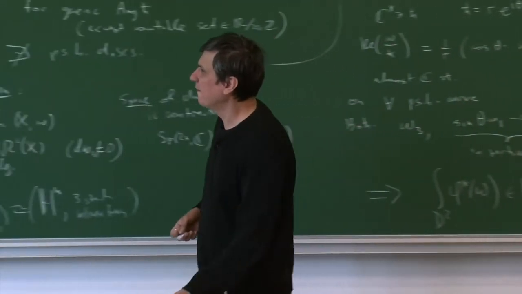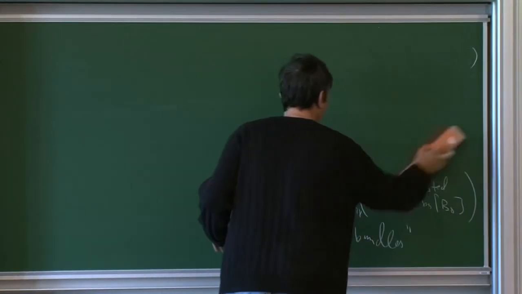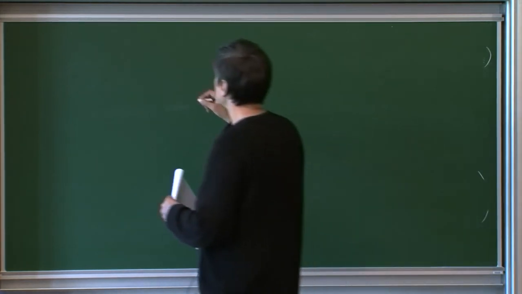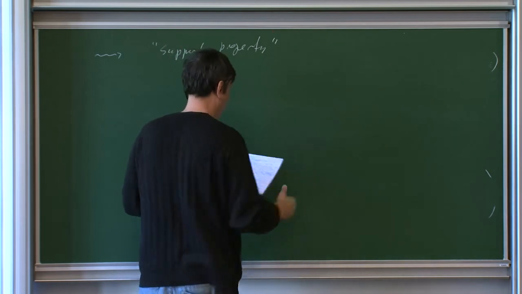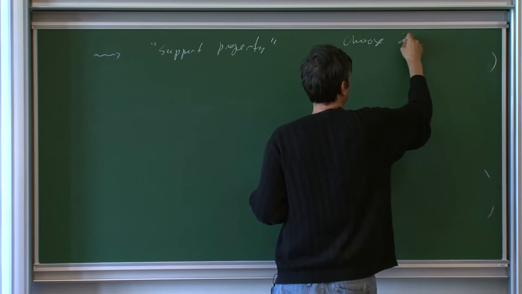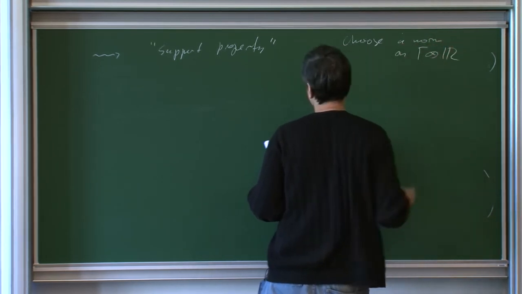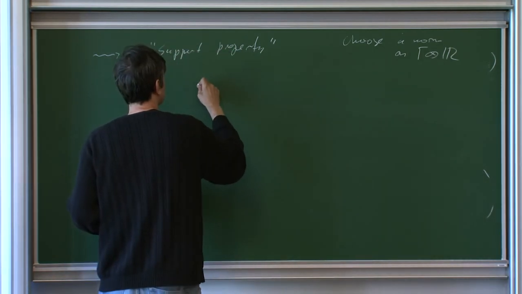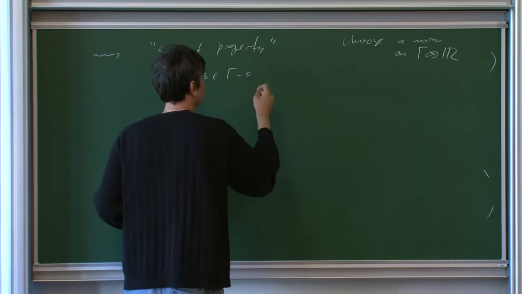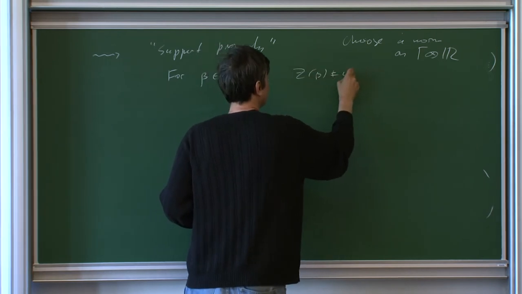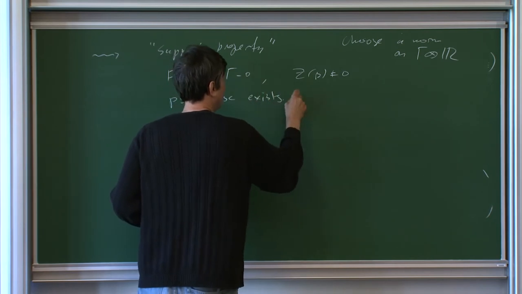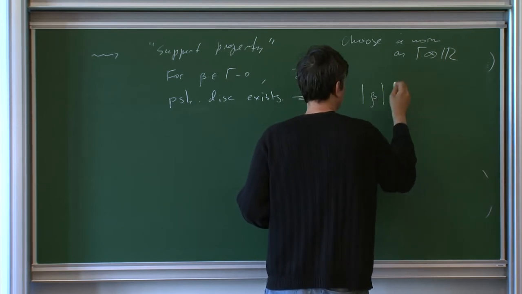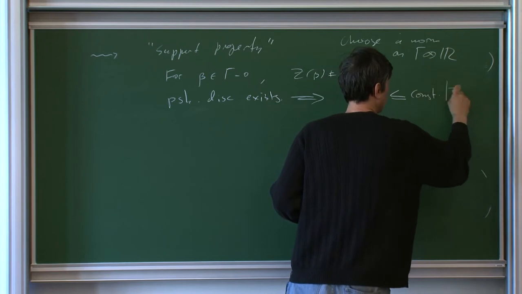What it will mean is that we apply what with Jan we called the support property, which means the following: choose a norm on gamma tensor R. For beta in gamma minus zero, set C beta is equal to zero. A pseudo-holomorphic disk exists implies that the norm of beta is less than some universal constant times the norm of Z of beta.